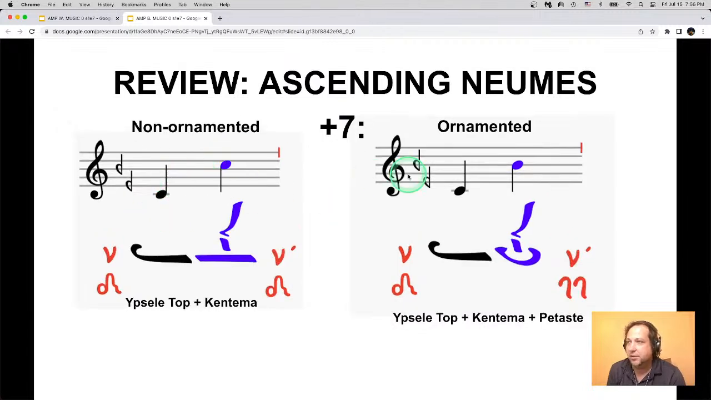Then we have +7, also known in Western music as an octave. Remember, in Western music, they call +4 a fifth, they call +3 a fourth, they call +1 a second. They include the starting note. So this would be 1, 2, 3, 4, 5, 6, 7, 8. So it's a perfect eighth, also known as an octave. But in this case, we call it +7. And this is the easiest one to remember, I think, because it's the tallest neume you can get, because it's the kentima and the ypsili on top of each other.